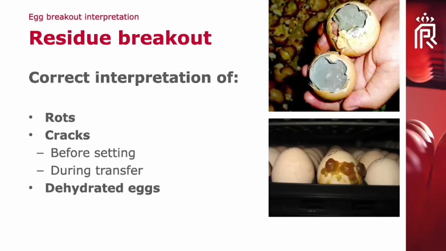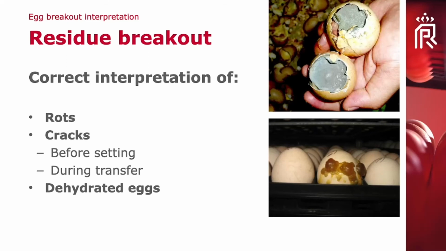If we do a residue breakout, it is important that you have a correct interpretation of rots. A lot of times customers say these 3 are rotten, but if you really open them up, you might find that one of them was just an embryo that had died, which actually looks kind of funny. After 21 days in the machine, of course, the embryo doesn't look as nice and pink anymore. As I said before, protein denatures and it can lead to a more brownish, blackish embryo.